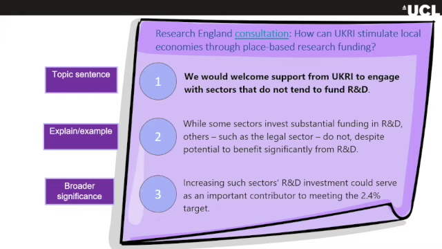And then finally, reflecting on the broader significance: increasing such sectors' R&D investment could serve as an important contributor to meeting the 2.4% target. The 2.4% target is a target that the government has committed to, and what they've committed to is raising R&D funding to 2.4% of GDP by 2024-25. And including this here in this paragraph broadens out the significance of the topic sentence, to get the people who are reading this response to understand what the broader significance is in a policy context and in the context of the government's agenda.